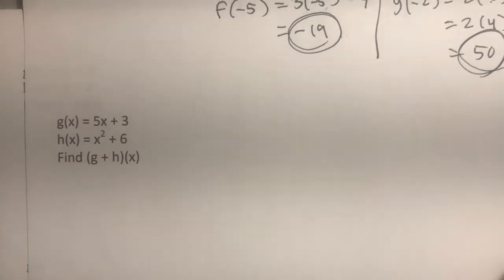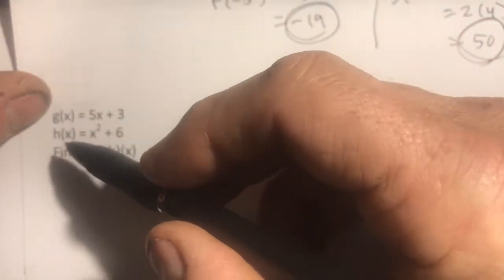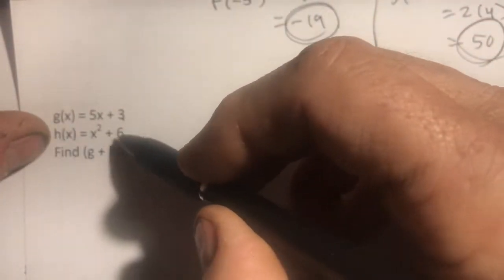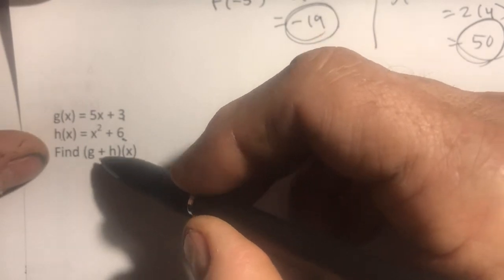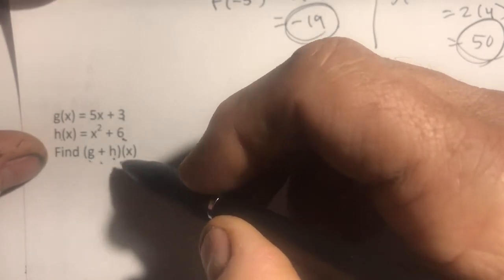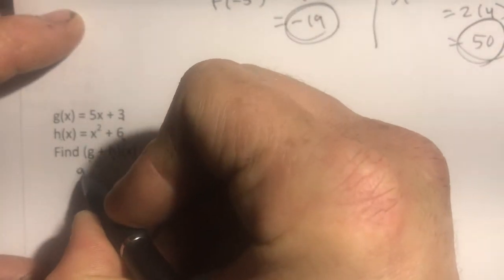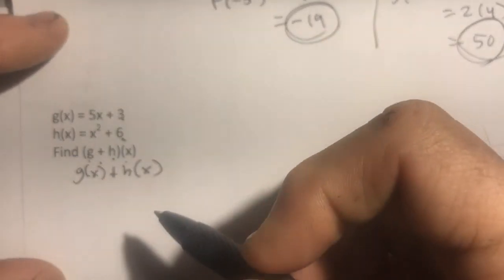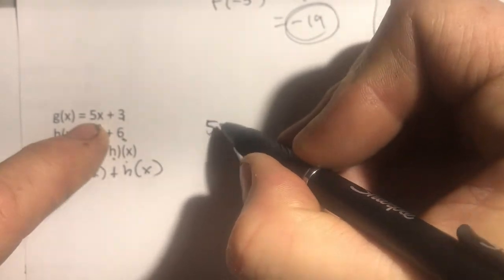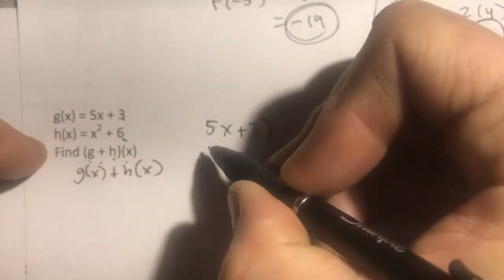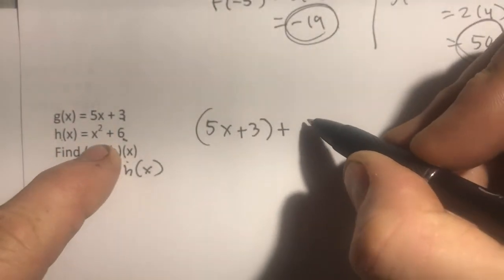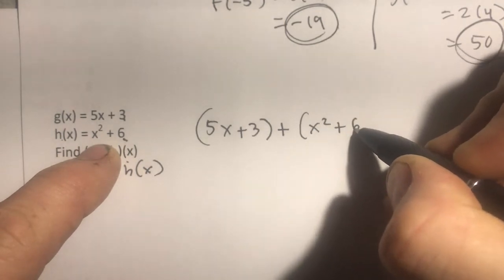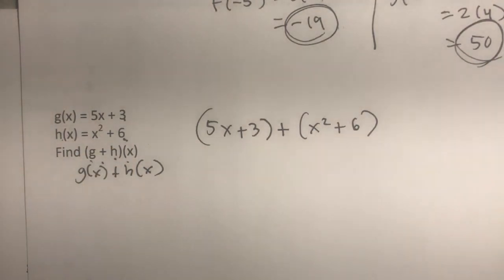Now look at this. We got g of x is this function, h of x is that function. Find g plus h of x. All right, g plus h of x, that's g of x plus h of x. So all I'm going to do is add these two together. So I'm going to have 5x plus 3. There's g of x plus, and then h of x is this one.